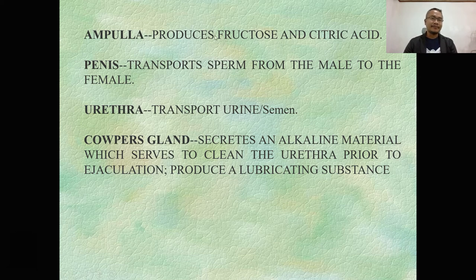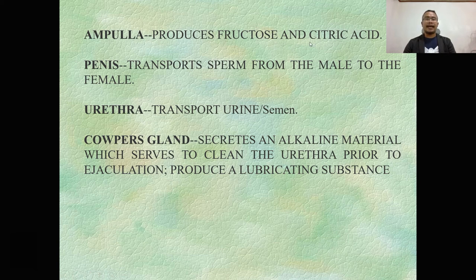Okay, why? Because fructose will be a component of the semen after the ampulla produces it. So fructose will serve as food for the sperm cells in the semen, the right food in order for the sperm cells to survive and have the capacity of fertilizing the egg cells.